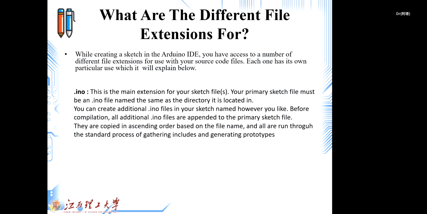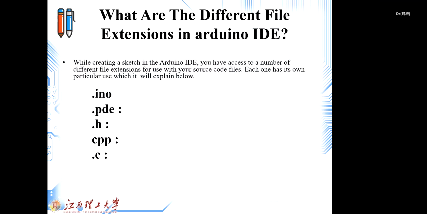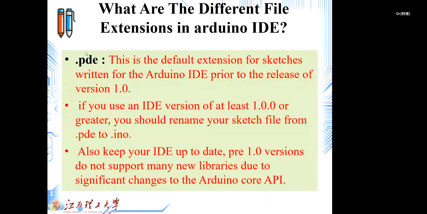Before compilation, all additional .ino files are appended to the primary sketch file, and they are copied in ascending order based on file name, and all are run through the standard process of gathering includes and generating prototypes. Remember, the first is .ino. The next are .pde, .cpp, and .c. These are the other extension files that you can see.